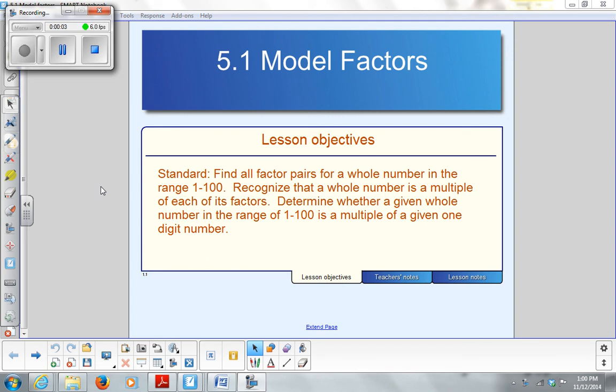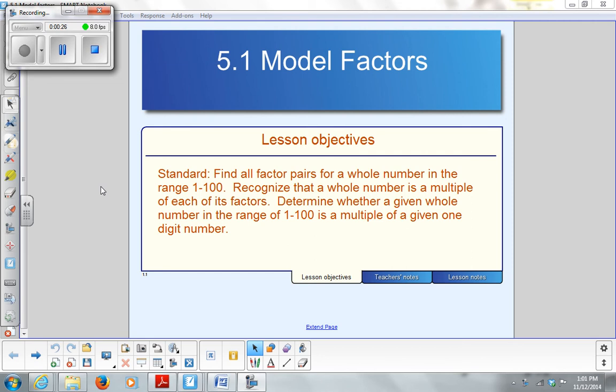All right, so starting for chapter 5, we're going to be working on factors and multiples. Our lesson objectives for at least the first 5 or 6 lessons is we're going to work on finding all factor pairs for a whole number in the range of 1 to 100, which basically means we're not going to find factor pairs for any numbers over 100.